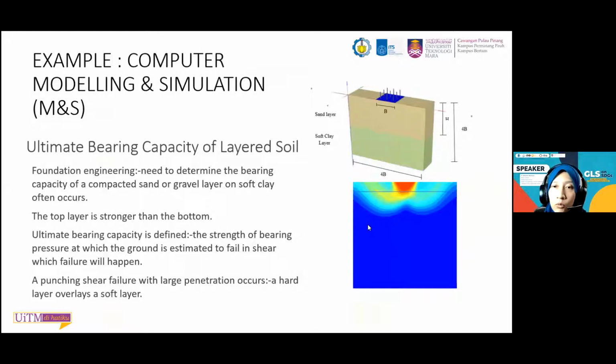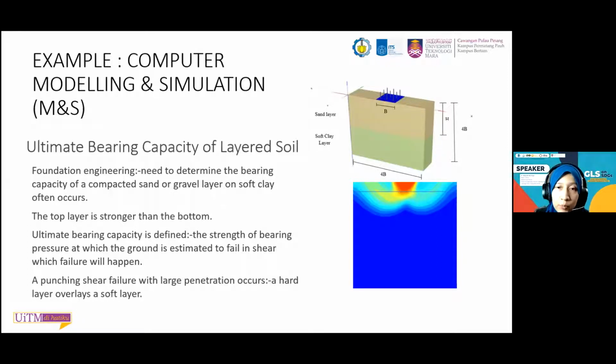This is one case in geotechnical engineering. For example, we have a layer of soil, and on top of the soil, it is subjected to a vertical load. So how will this soil behave when the loads act on it? For example, we have a foundation, and we place a structure on the foundation. Is our foundation safe in terms of bearing capacity, or may it fail? So before we can start the design process to determine the size of the footing or whatsoever, we can do the computer modeling and simulations.